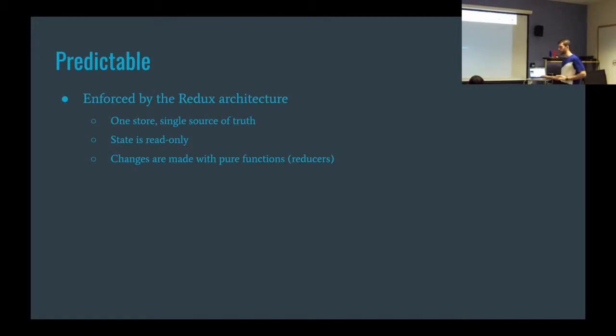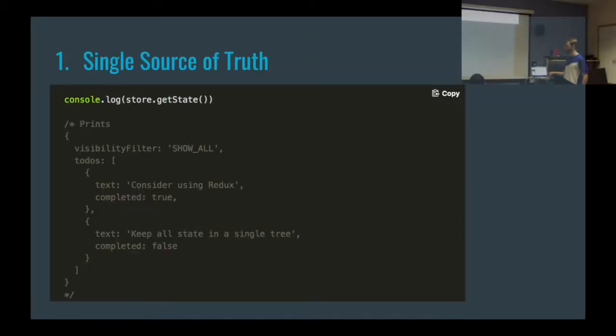Redux is not just a state container, it's a predictable state container, which means you can logically follow what's happening or what's going to happen in the store. And the way that is enforced is the Redux architecture. And it has 3 rules. Again, if you understand this, then you understand Redux. First rule of the architecture is you have one store, one single source of truth.